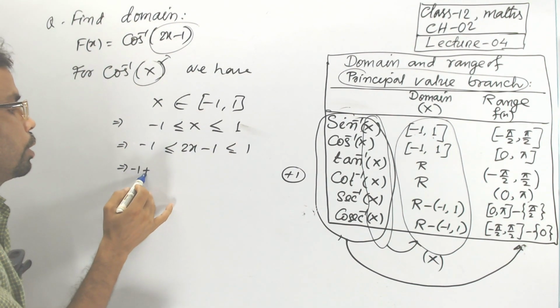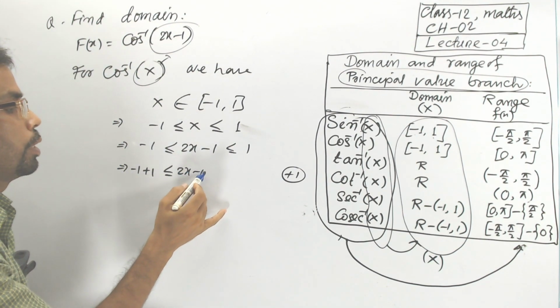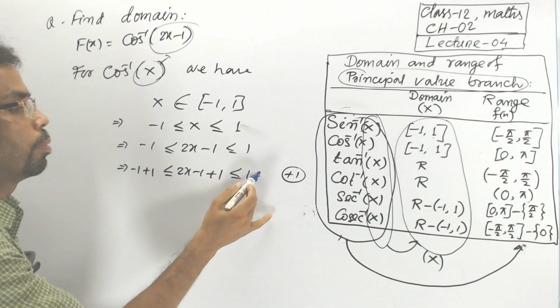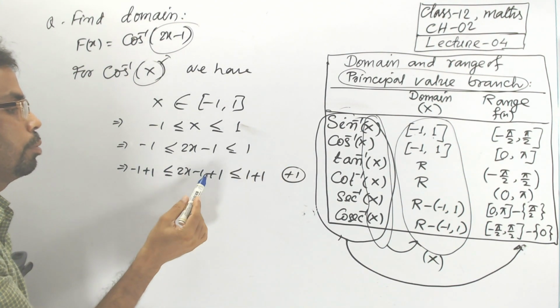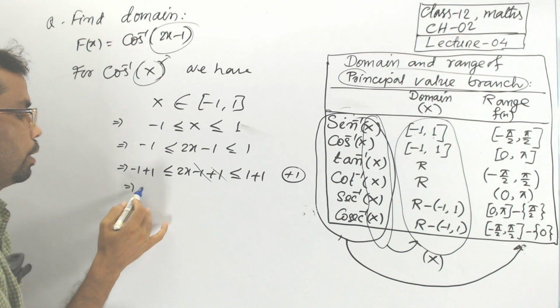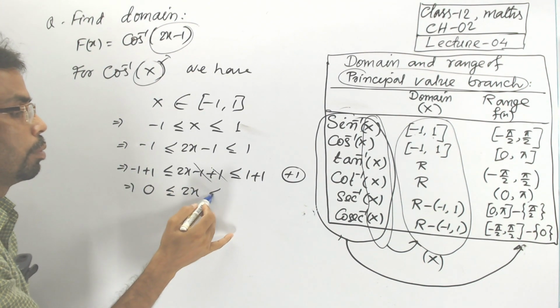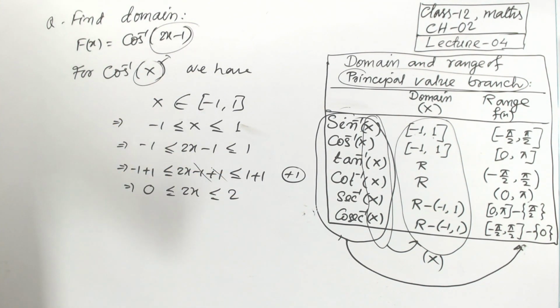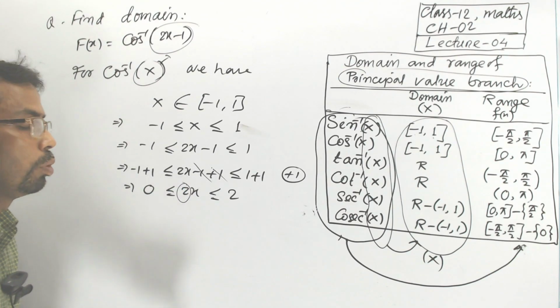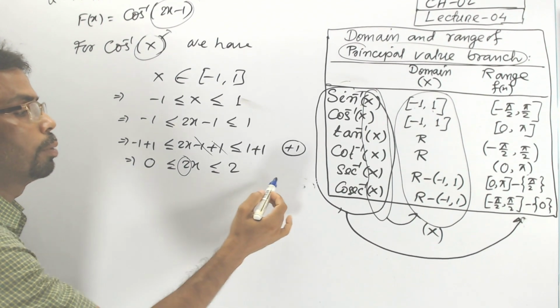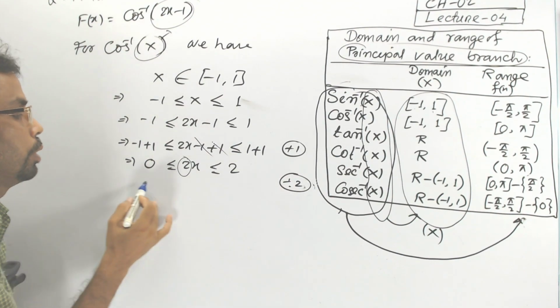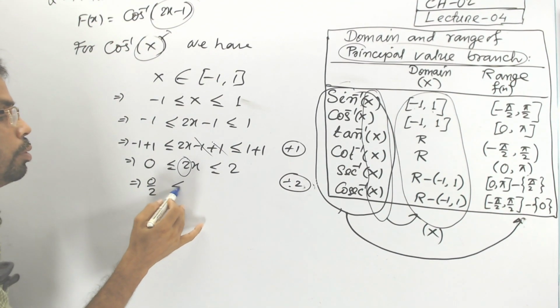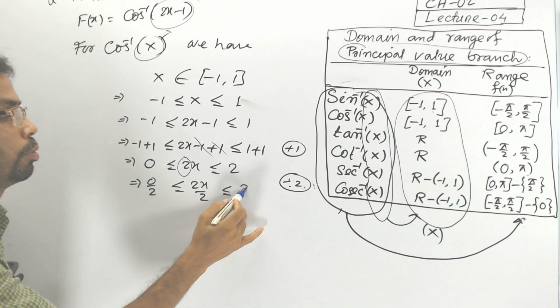So minus 1 plus 1, 2x minus 1 plus 1, 1 plus 1. I have added 1 in each term so that this 1 can be cancelled. Then I am getting it like this. Then I have to again remove this 2. To remove this 2, I have to divide each term by 2. So 0 by 2, 2x by 2, 2 by 2.